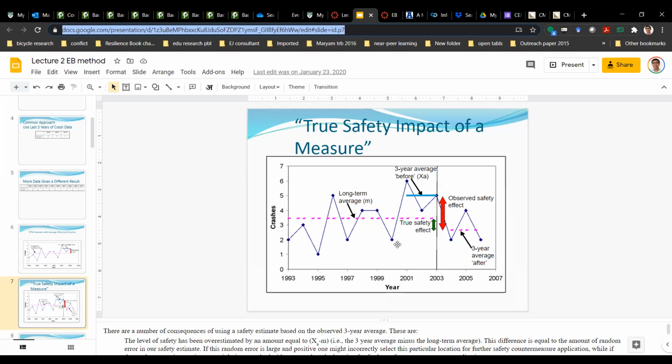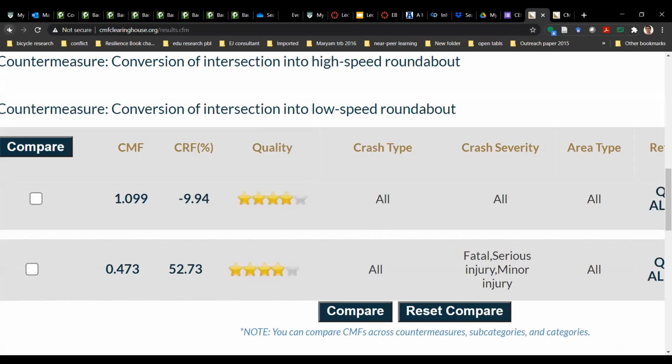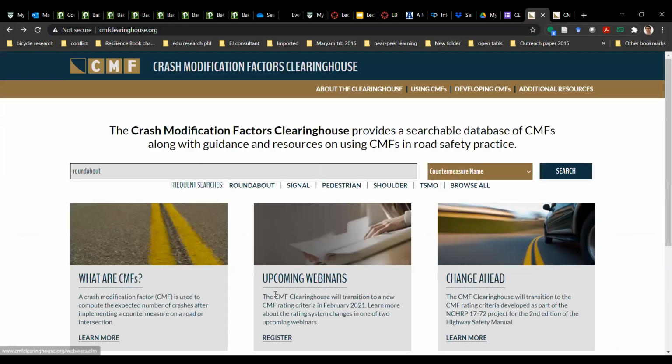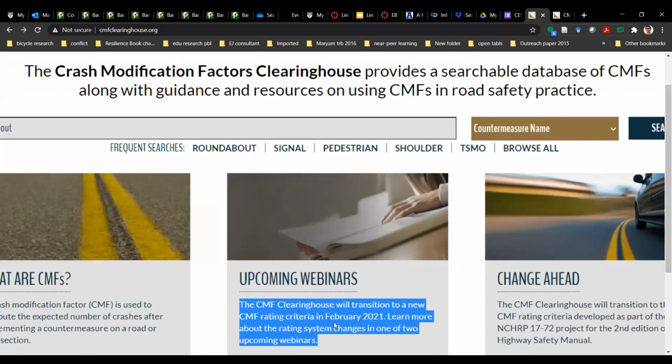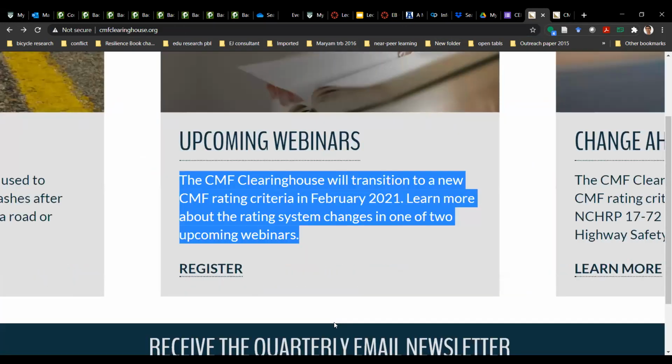One more thing about the star rating, since we are on that subject. I recently learned through my TRB interactions, and that's the virtue of attending these types of meetings, that if you look at the CMF Clearinghouse portal homepage, there are upcoming webinars. The CMF Clearinghouse will transition to a new CMF rating criteria. They are updating the criteria to be a little better than it used to be, and they're going to talk about all of those things.